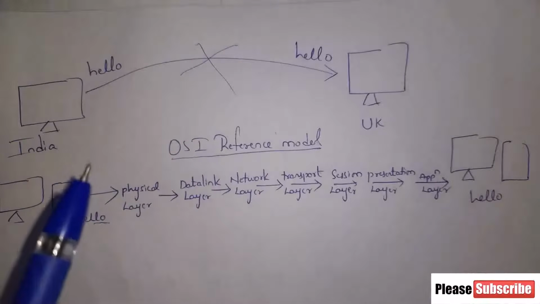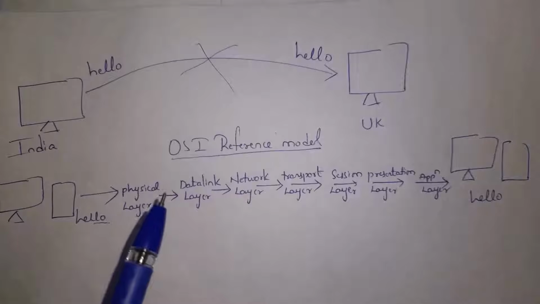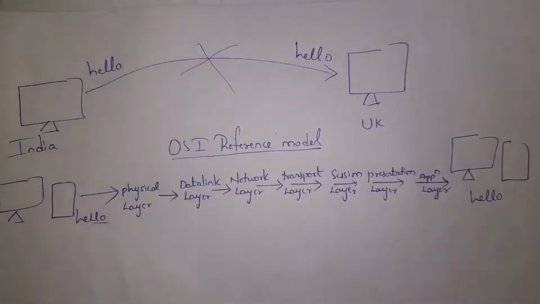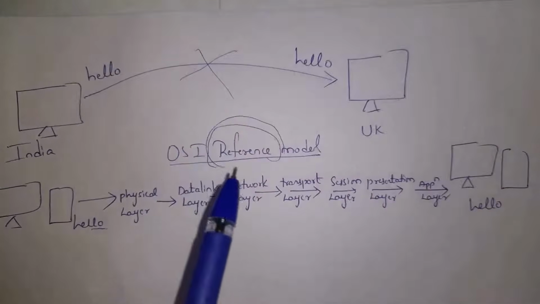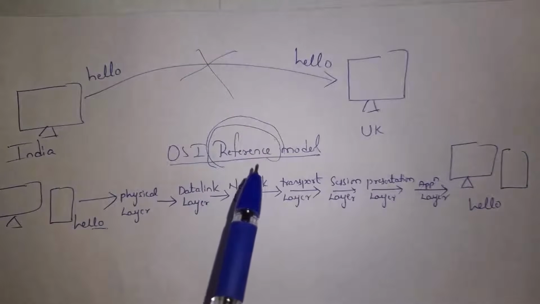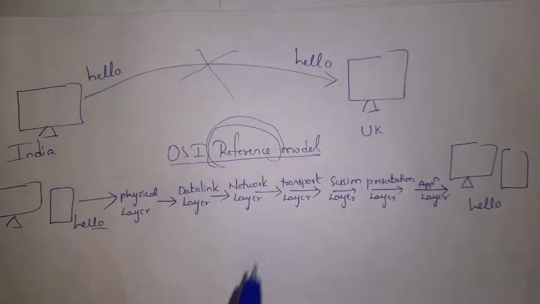So the OSI model contains various layers and each layer will perform various tasks. That is nothing but each layer will perform various operations. The OSI model is just a reference model. It is not implemented anywhere. It is just a reference model, that's it.